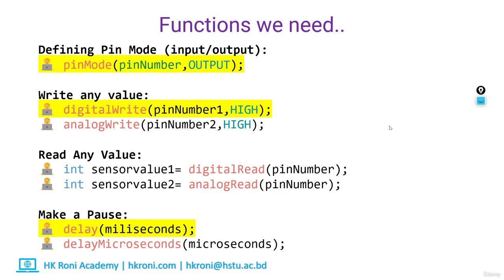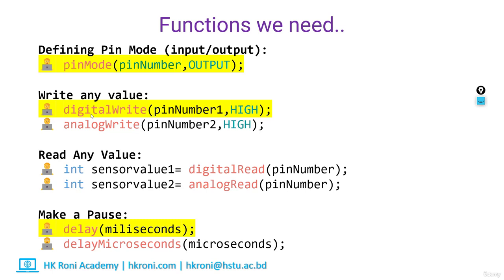So before going into the program, let me introduce some functions that we'll use in this program. The first one is pin mode. Pin mode is used for defining the mode of a pin, whether it's an input or an output. The syntax is we need to write pin mode first, then we need to give the pin number and define whether it's an input or output.